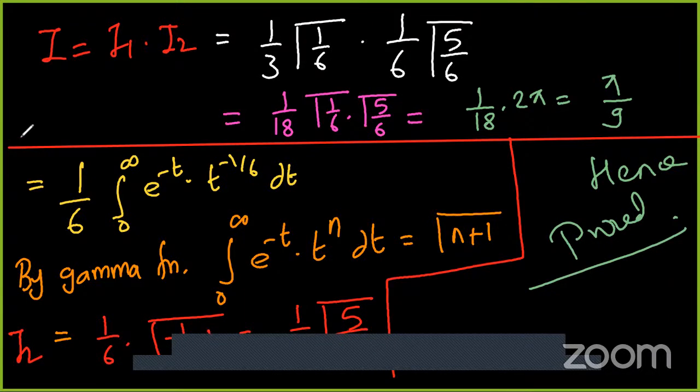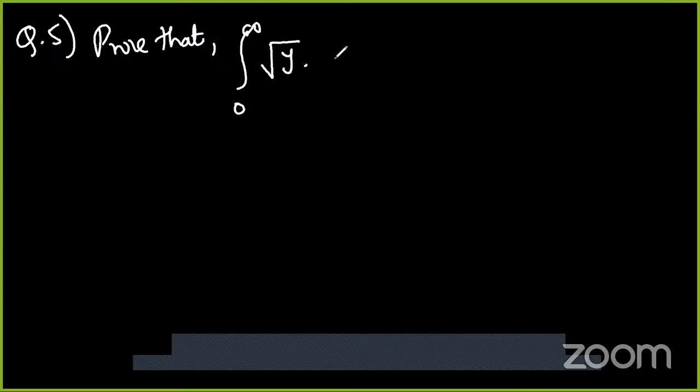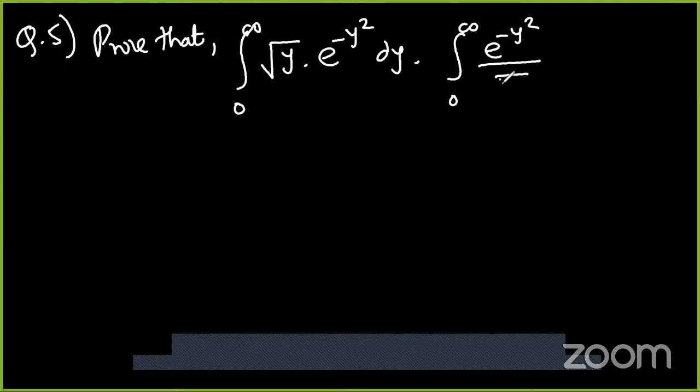The last one is also based on I1 and I2. So that's question 5. Again, prove that the integral from 0 to infinity of root y e raised to minus y square dy, into the integral from 0 to infinity of e raised to minus y square by root y dy, is equal to pi by 2 root 2. Okay, this is the question.